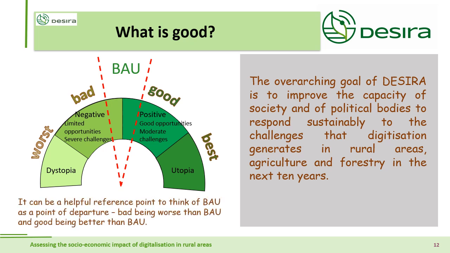Referring back to this diagram on the slide, it can be helpful to think of business as usual as a point of departure, bad being worse than business as usual and good being better than business as usual. These values are necessarily normative, so we recommend making value judgments based on DESIRA's terms of reference. For example, what is considered both good and bad in DESIRA terms, and you can refer back to the project's mission statement if you wish.